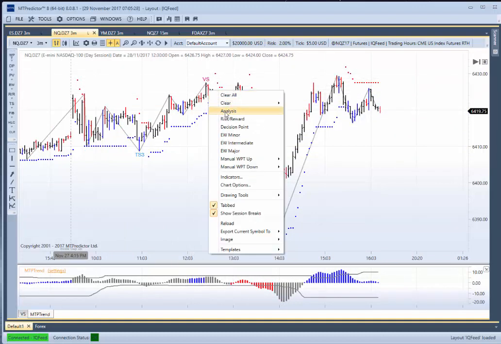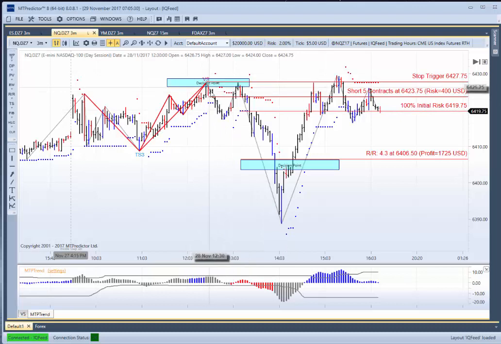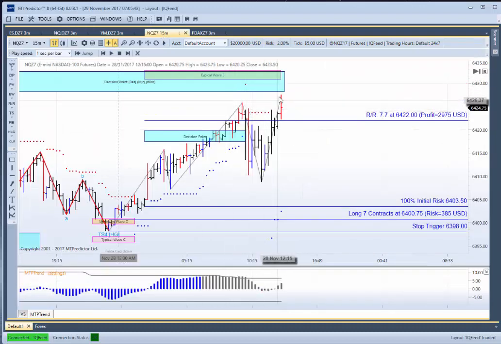If I right mouse click, place the analysis on, the market came down, retraced back up again a bit, did not go to our stop target before it came down and hit that target there. But the point being is there was a short trade on the regular trading hours chart on a slightly shorter time frame coming in at the same time as we were here.